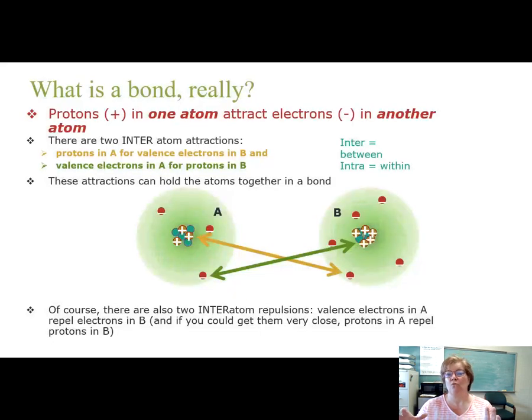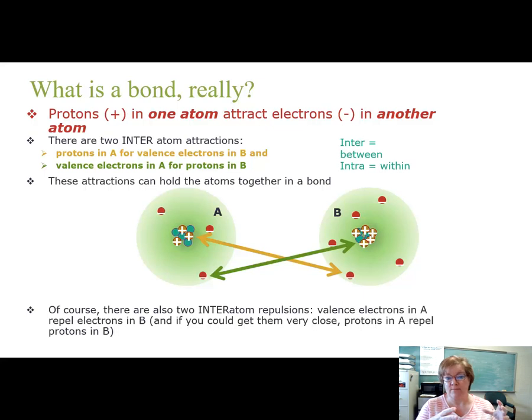So when we really think about what a bond is, both types of bonds and all bonds are really focusing on electrostatic attraction, a fancy name for plus charges liking minus charges. In our case, the plus charges are formed from protons. Protons are the source of the plus charges, and electrons are the source of the negative charges.